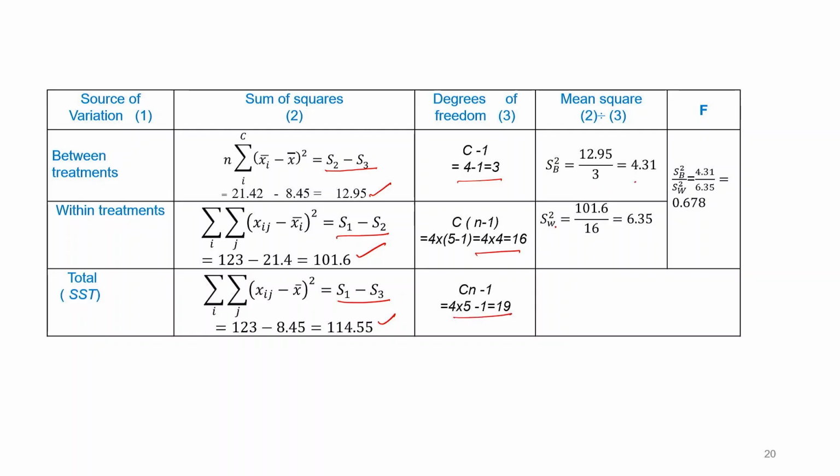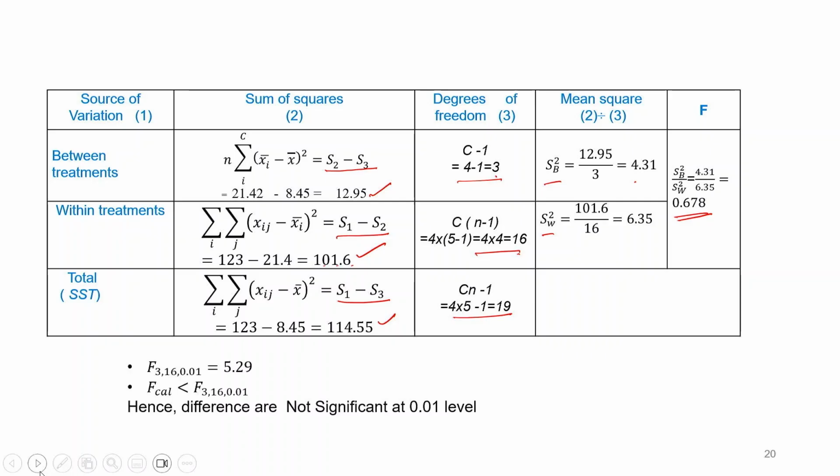This is my A squared B, this is A squared W. Thus divide 12.5 by 3, and 101.6 divided by 16. If I do this, I get a figure of 0.678. That is my calculated value of F. And now we need to know what is the table value of F.